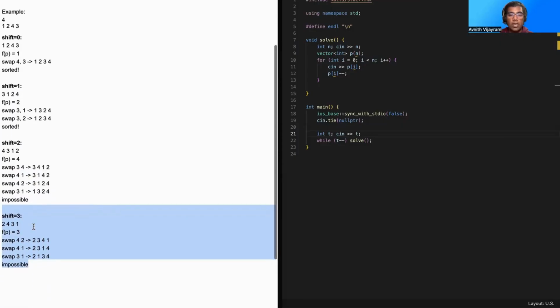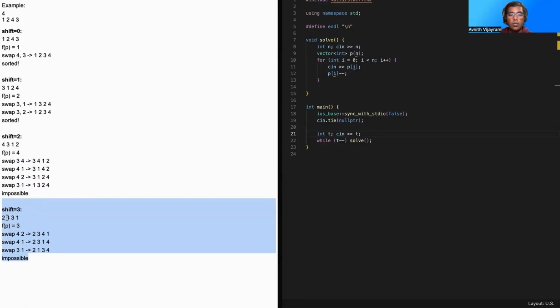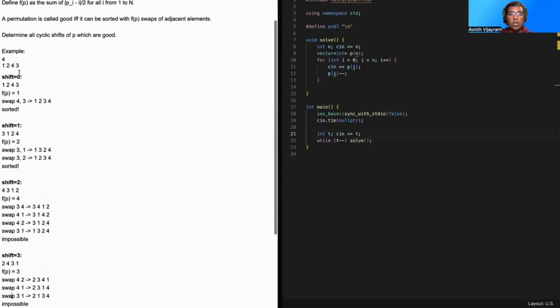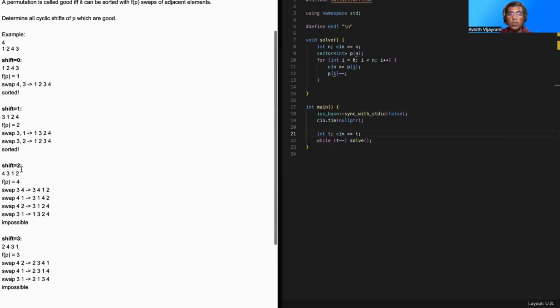And similarly, for the last shift of 3, we have 2, 4, 3, 1, and f of P is 3. And it's not possible to sort this permutation with three adjacent swaps. The closest we can get is where we just need one more swap, but we're not able to fully sort it. So therefore, the answer to this test case would be 0 and 1, and not 2 or 3. There are only two valid good shifts.